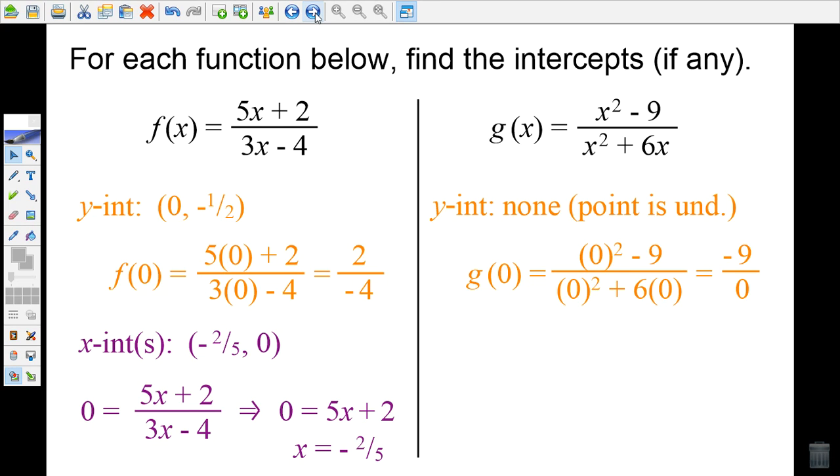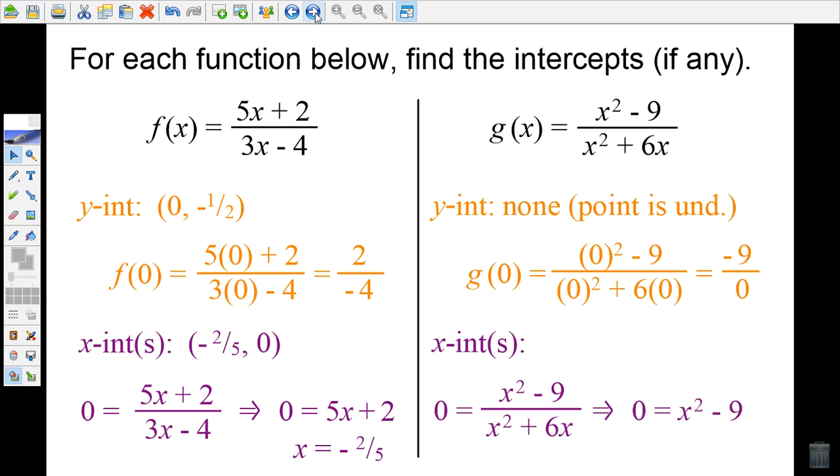That point is an undefined point. You can't plot it, you can't graph it, it's not even a hole. That means there's probably a vertical asymptote at x equals 0. Okay, so there's an example where you don't have a y-intercept. Now let's talk about the x-intercept. Again, we do x-intercept, the entire function is equal to 0. But we know that that's really going to turn into just the numerator is equal to 0. And this is a quadratic equation, so it has two solutions. In this case, plus or minus 3. So our x-intercepts are negative 3, 0 and positive 3, 0. And that's finding x and y-intercepts.